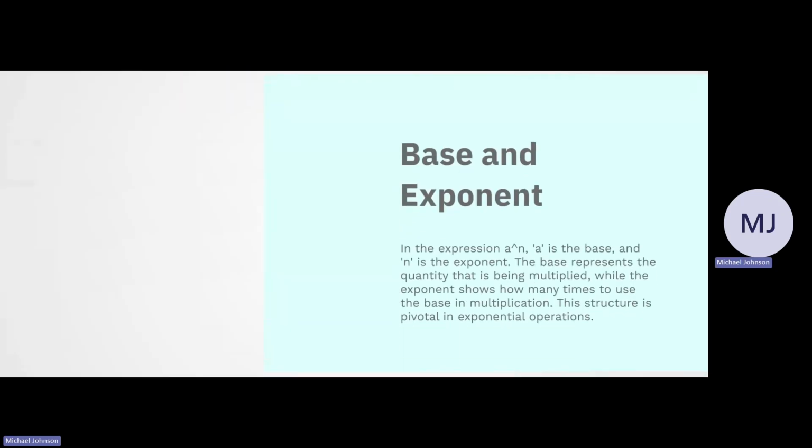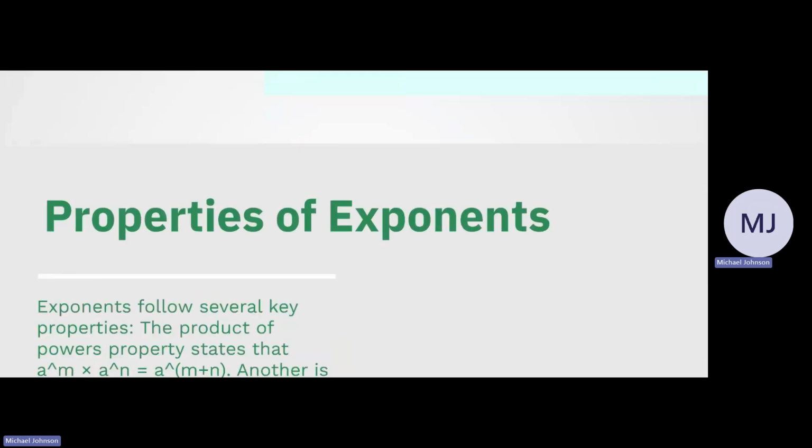Base and exponent. In the expression a to the n, a is the base and n is the exponent. The base represents the quantity that's being multiplied, while the exponent shows how many times to use the base in multiplication. The structure is pivotal in exponential operations.